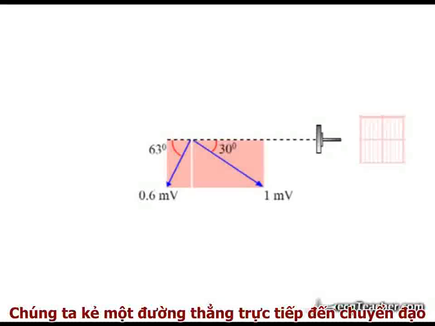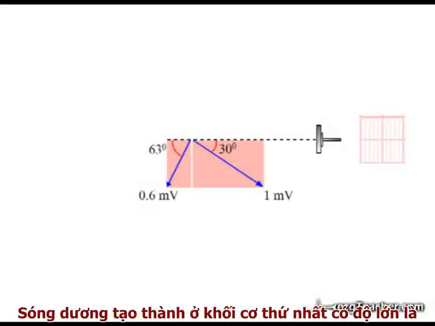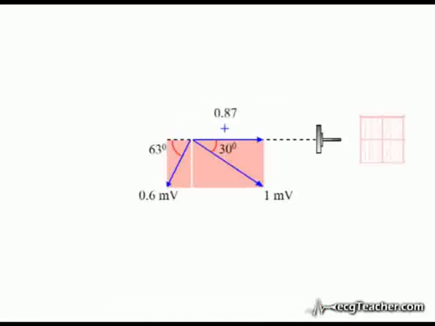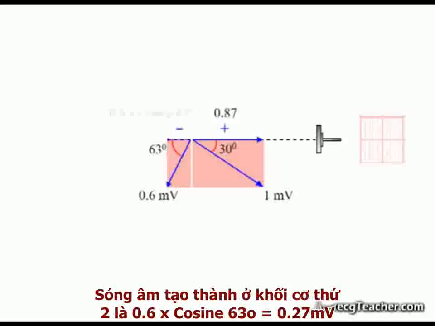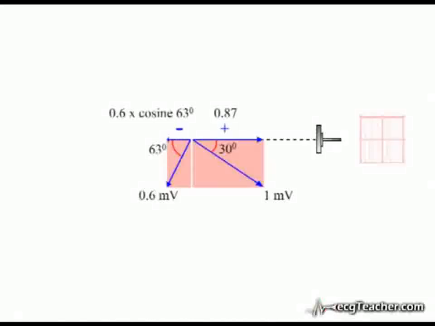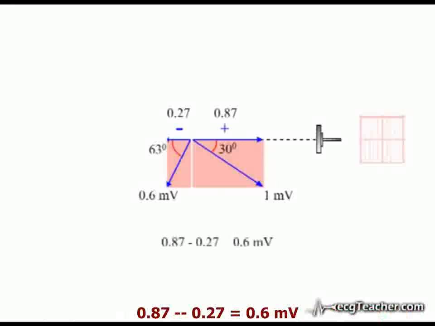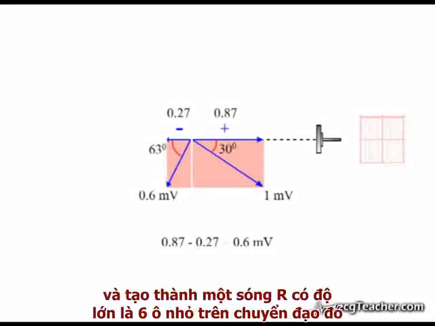Well, if we let the direct line to the lead define the x-axis, the positive signal generated from section 1 is 1 millivolt multiplied by the cosine of 30 degrees. This works out at 0.87 millivolts, while the negative signal is 0.6 millivolts multiplied by the cosine of 63 degrees. This works out at 0.27 millivolts. The total depolarizing signal recorded by the lead is therefore 0.6 millivolts, a positive overall signal producing a strong R wave of 6 small squares in our model readout.